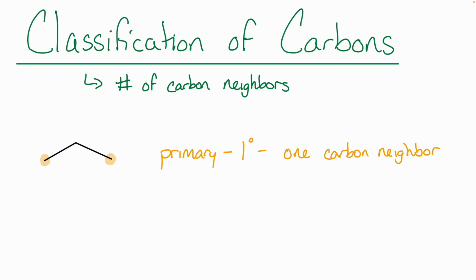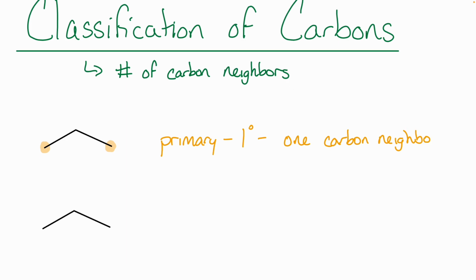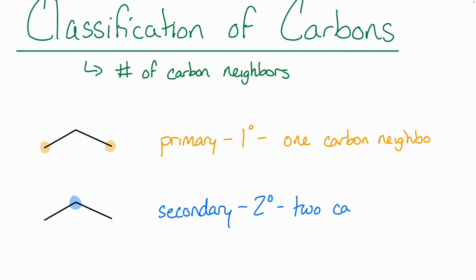The carbon in the middle is not a primary carbon. It's got a carbon on either side of it. So this is what we would call a secondary carbon. So within this same structure here, the middle guy is a secondary carbon. It's got 2 carbon neighbors.